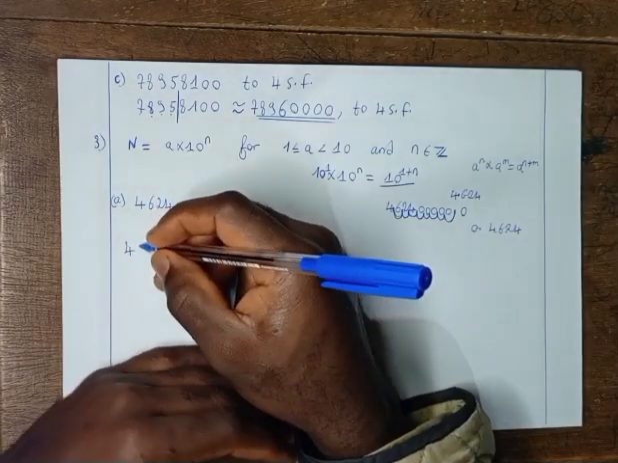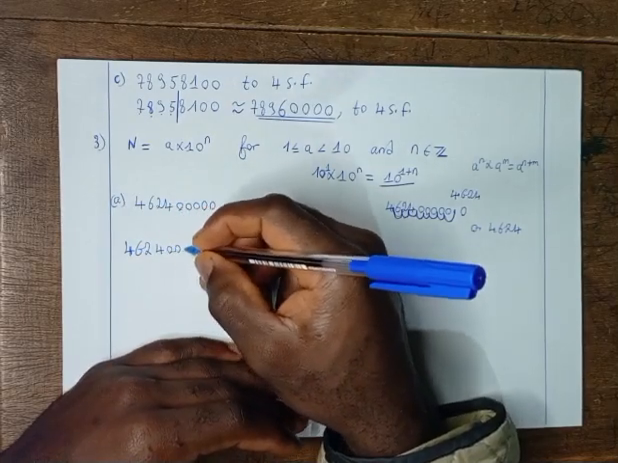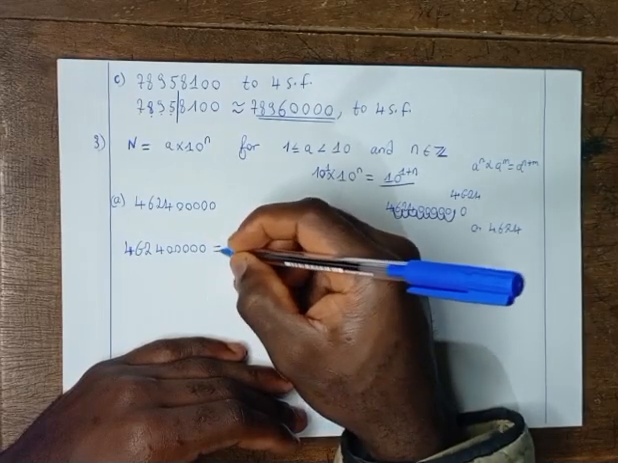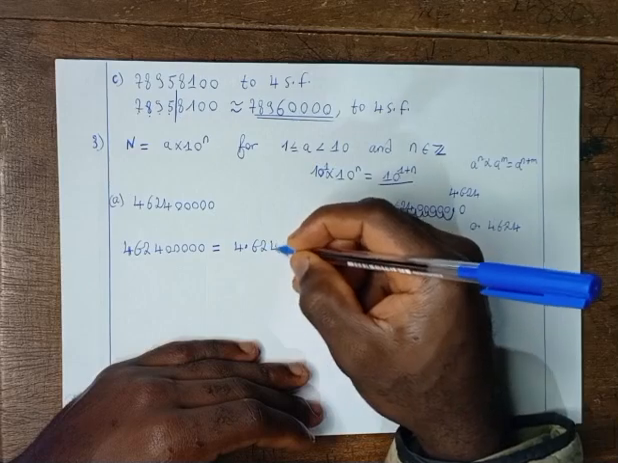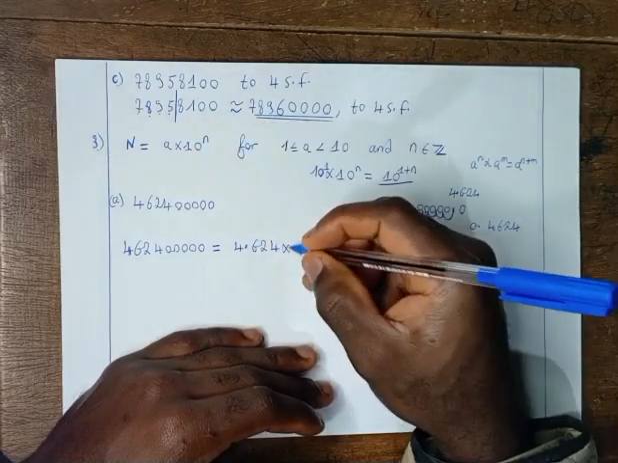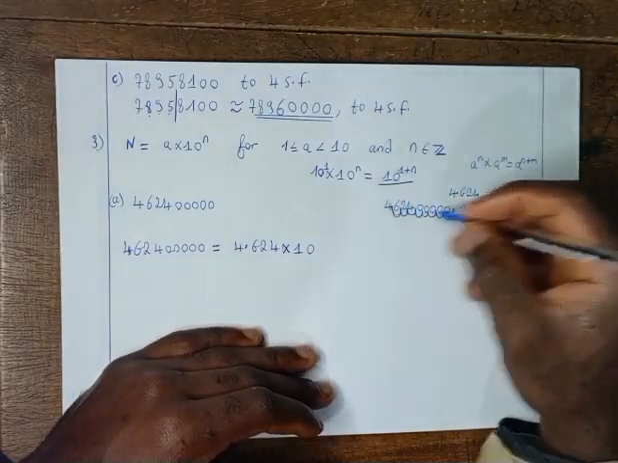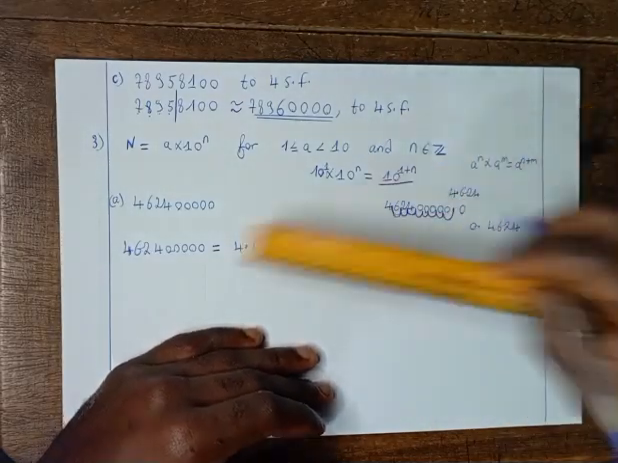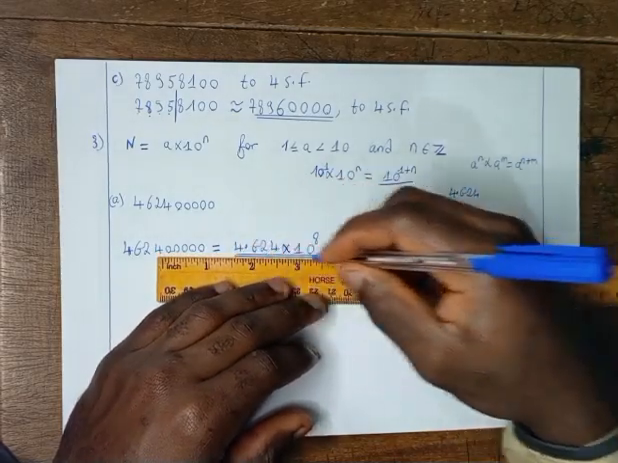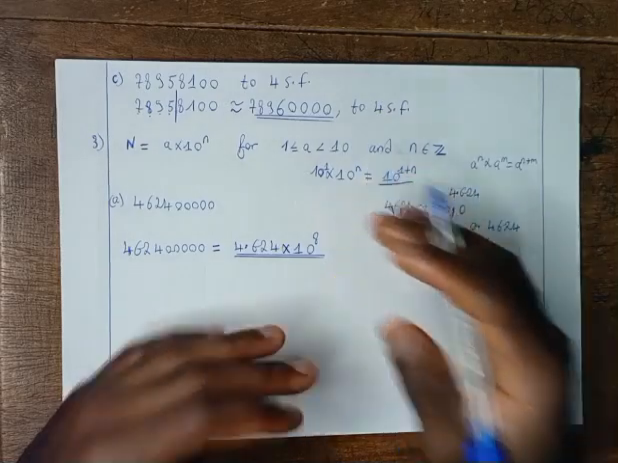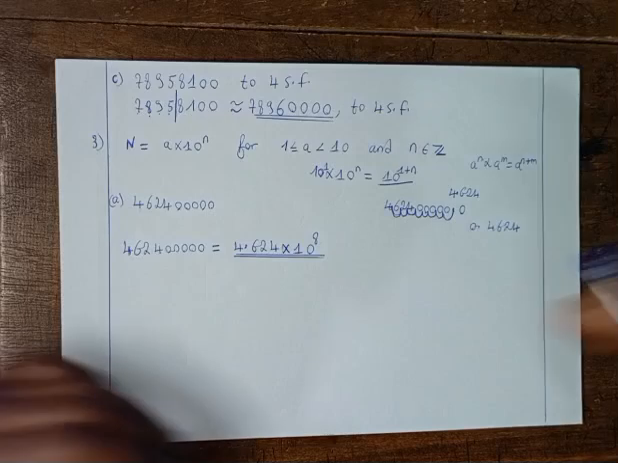This will give us 462,400,000 will simply be equal to, our a is simply 4.624 times 10 to the power. The movement was done to the left, 8 places to the left. And this will give us 4.624 times 10 to the power 8. Take note, when the movement is done to the left, the power is positive. When the movement is done to the right, the power is negative.